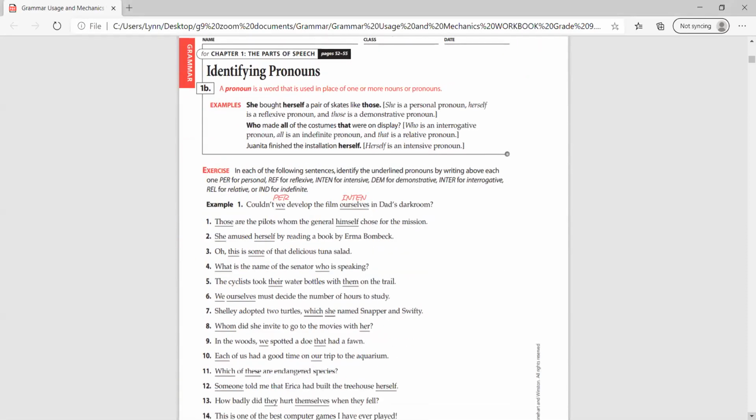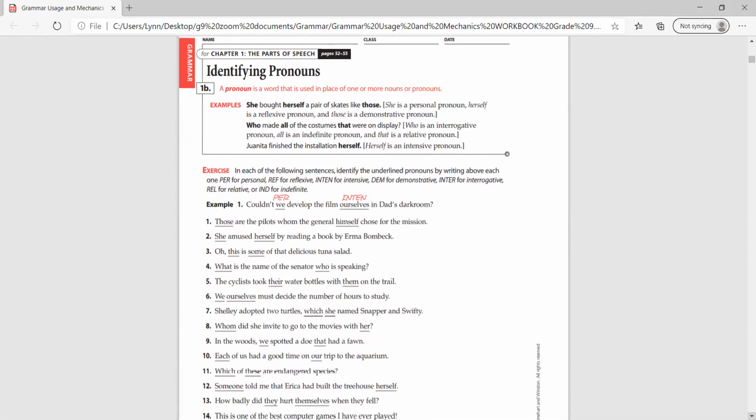All right, the next page, identifying pronouns. A pronoun is a word that is used in place of one or more nouns or pronouns. She bought herself a pair of skates like those. She is a personal pronoun. Herself is a reflexive pronoun, and those is a demonstrative pronoun.